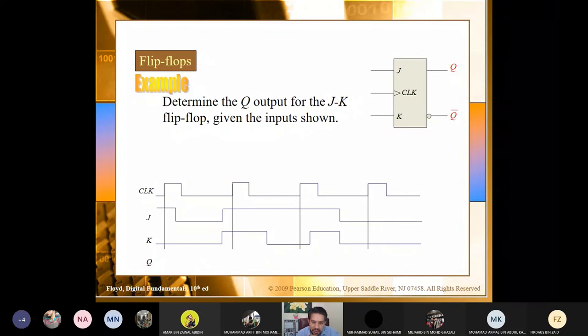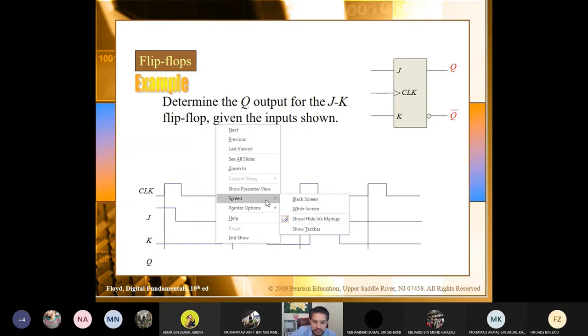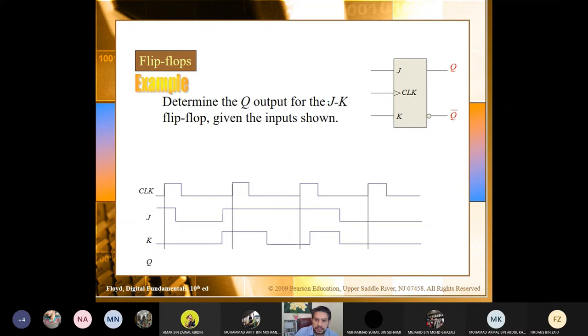Okay, so right. If we look here, what is the output of Q for the JK flip-flop given the following inputs shown? So now we have three inputs. So let's get the pen. We have three inputs. Okay, so if we look here with the truth table that you have seen before, what happened here? Which one is left and which is right? Okay, from here to here.